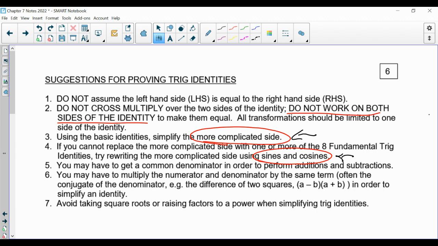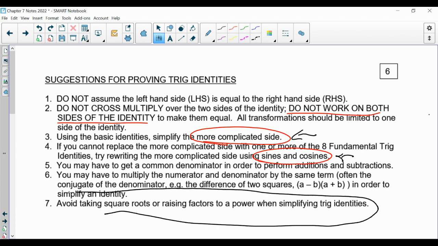Sometimes you need a common denominator if you're adding or subtracting fractions. And then also sometimes you might need to multiply by the conjugate to both the numerator and denominator. And then the big thing is don't try to take square roots or raise powers or add things to both sides or subtract things to both sides. It goes back to that do not work on both sides.